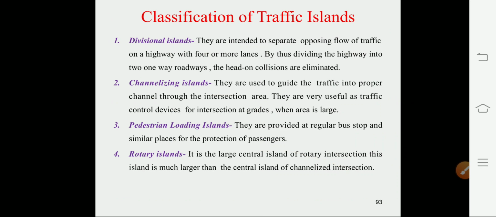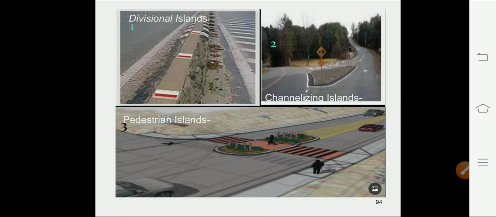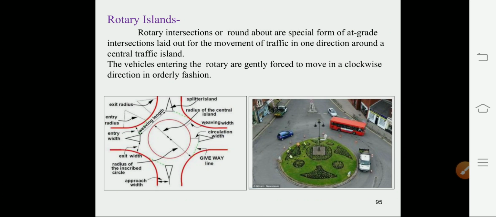And Rotary Island, it is the large central island of rotary intersection. This island is much larger than the central island of the channelized intersection. This is the Rotary Island. This is also called a roundabout. These are the special forms of at-grade intersections laid out for the movement of traffic in one direction around the central traffic island. Okay, now see, like this roundabouts are there.